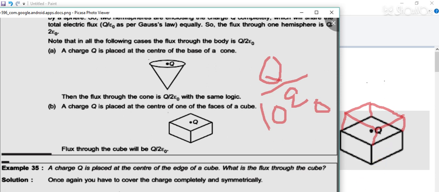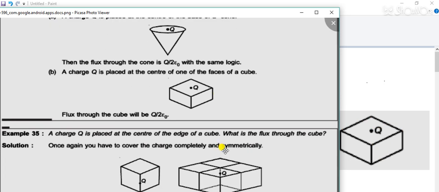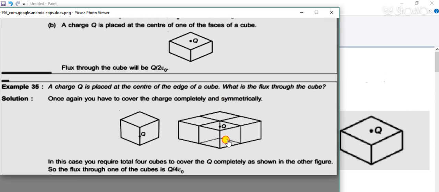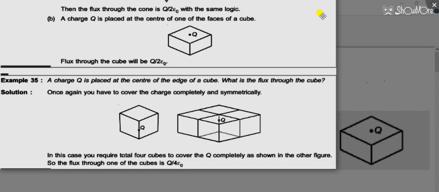Now we are moving to question number 35. In question number 35, these all questions are of a similar type. That's why I have taken these questions. So moving to the next question.